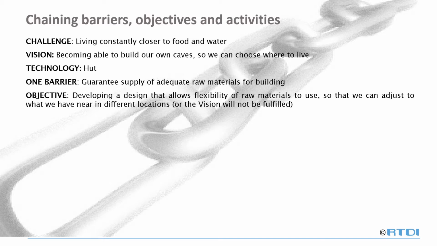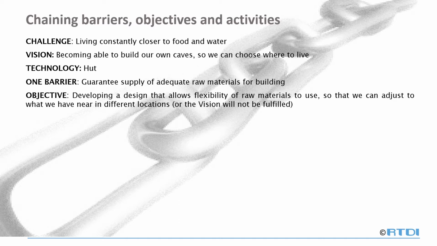Once we have identified the barrier, we can set a project objective, developing a design that allows flexibility of raw materials to use so that we can adjust to what we have near in different locations. Otherwise, the vision will not be fulfilled. The barrier and the objective are different things. The barrier is what we need to overcome. The objective sets how and with what results we want to do that. And we have to make sure that we do it so that the vision is still becoming true.